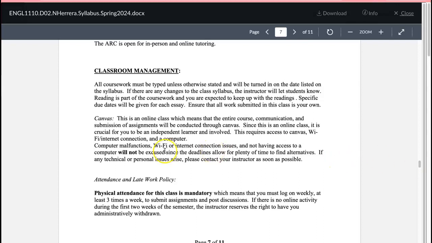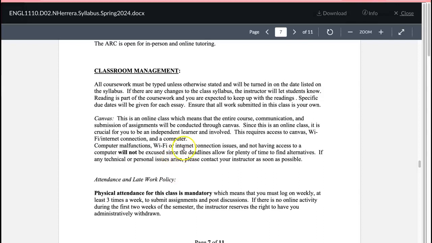You also want to make sure that you have reliable Wi-Fi connection and access to a computer. This is an online class and we are going to be submitting essays. So I would suggest to try to have access to a computer, because sometimes when you type essays on an iPad, another form of tablet, or on your phone, the formatting is off. So you want to make sure that you have access to Word on a computer so that you can format the essay accordingly.